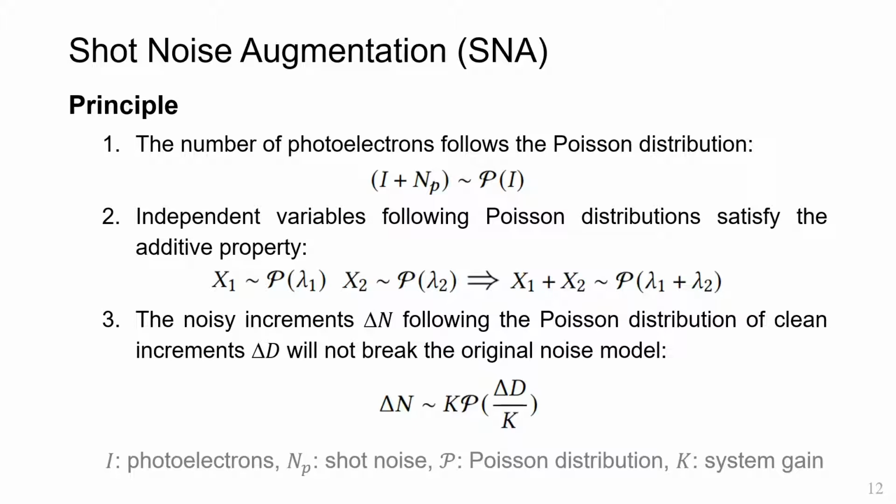Variables following Poisson distribution satisfy the additive property. Therefore, as long as we sample delta n following the Poisson distribution of clean increments, we can achieve data augmentation without breaking the real noise distribution.